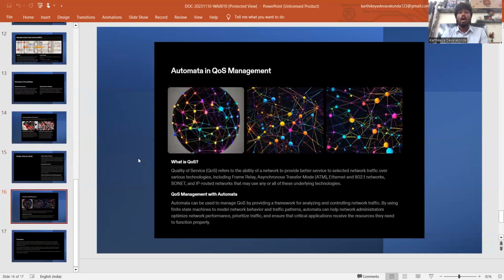Now we'll discuss automata in quality of service management. Quality of service refers to the ability of a network to provide better service to selected network traffic over various technologies, including frame relay, asynchronous transfer mode (ATM), Ethernet, 802.1 networks, SONET, and IP routed networks that may use any or all of these underlying technologies.